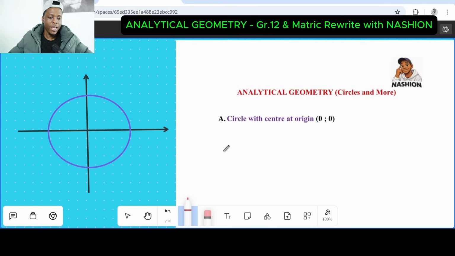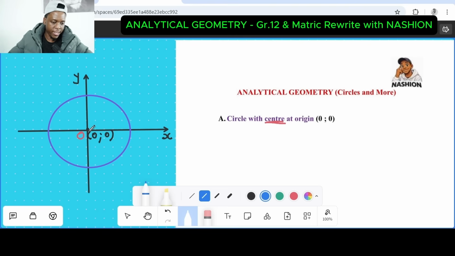Here we go. In circle coordinate geometry, we're going to focus on two types of circles. The first type, we call it circle with center at origin, which is 0,0. So this is the origin right here, where the x value is 0 and the y value is 0. Remember, this is the x-axis and this is the y-axis. So right here we see the center being the origin.